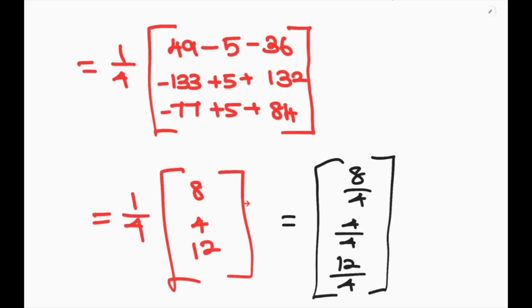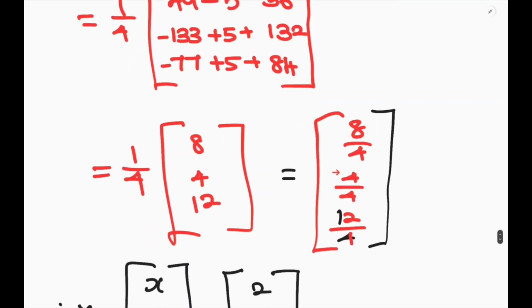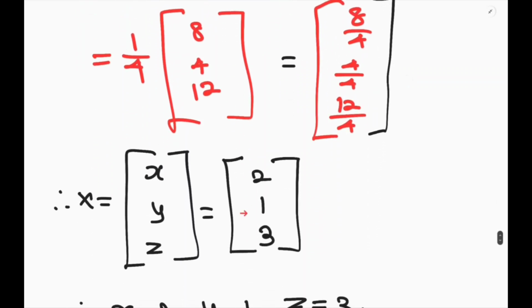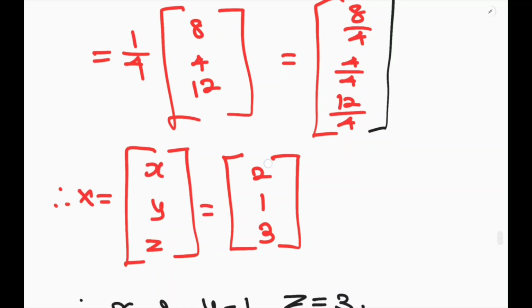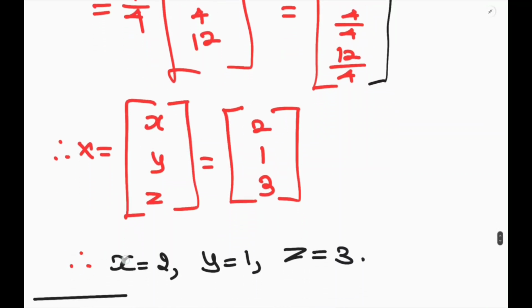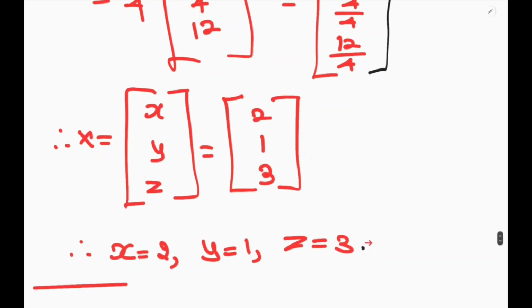So 1 by 4 into this. So after multiplying this, 8 by 4, 4 by 4, 12 by 4. This is your entry. And 8 by 4 is 2, 4 by 4 is 1 and 12 by 4 is 3. And what is your X matrix? It is X Y Z. Therefore your X value is 2, Y value is 1 and Z value is 3. So that is the solution for this matrix and that's all for this question number 14, right?